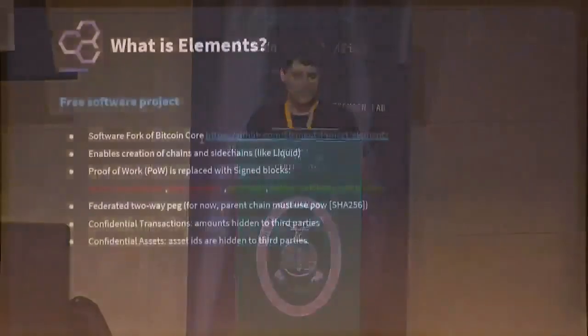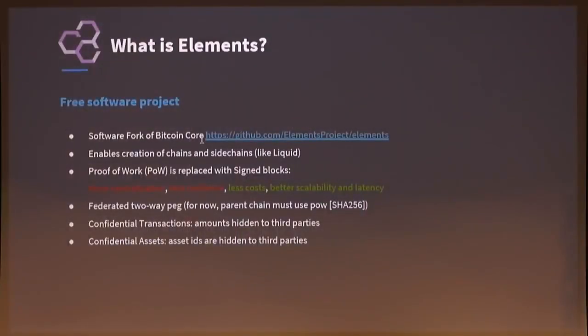So what is Elements? Elements is a free software project based on Bitcoin Core. It's a fork of Bitcoin Core, and we periodically rebase on top of it to get all the new stuff that many people are working on. But there are some differences. The goal of Elements is that people can create their own blockchains, like, for example, we're using it to create Liquid.